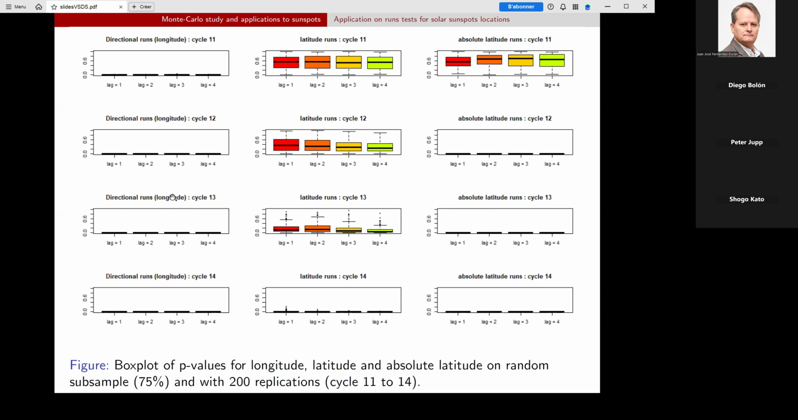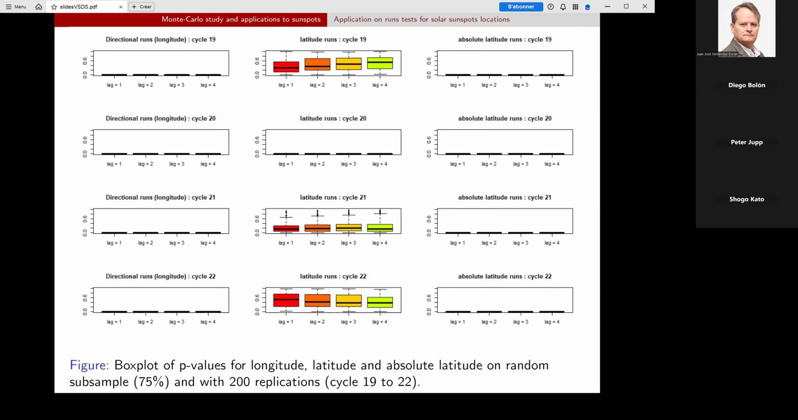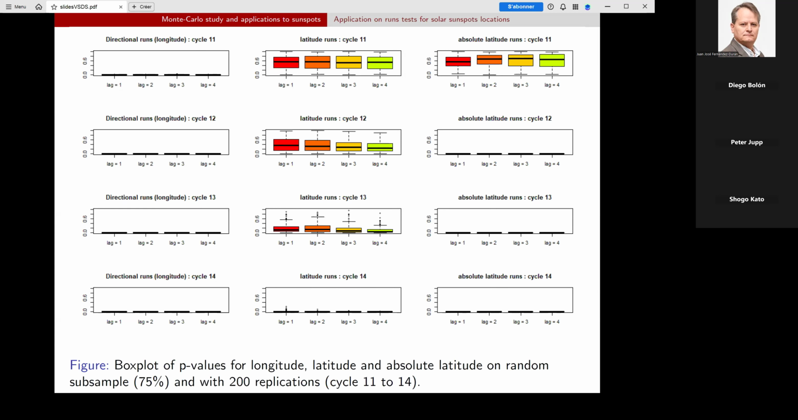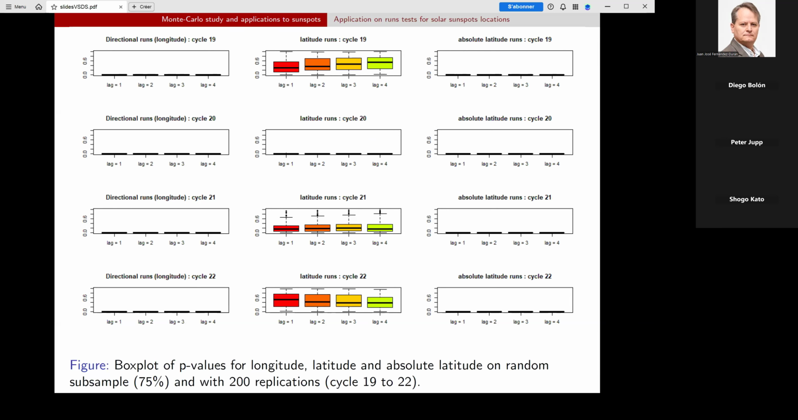What we see on the left is that we always reject the null hypothesis, which means there is a serial dependence in the longitude. For the absolute latitude, we almost always reject, for all the cycles except cycle 11, which was a long time ago and has not so much data. Maybe it's due to that. In the middle, you should have independence of the sign, and you can see that almost every time you observe it.